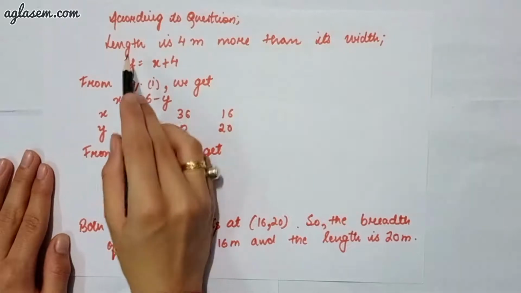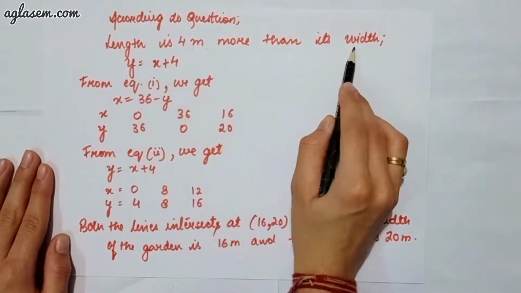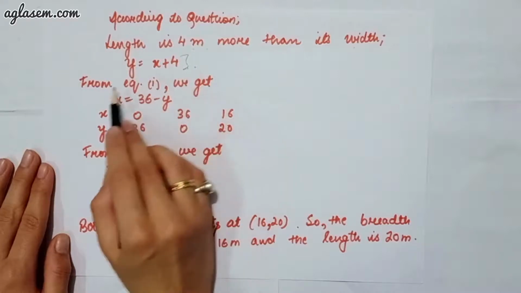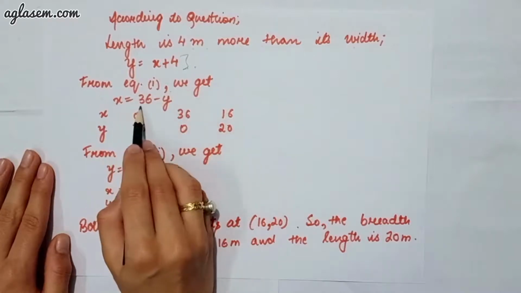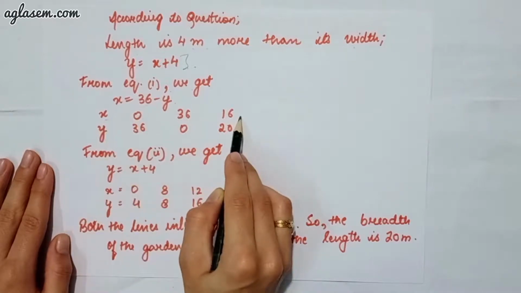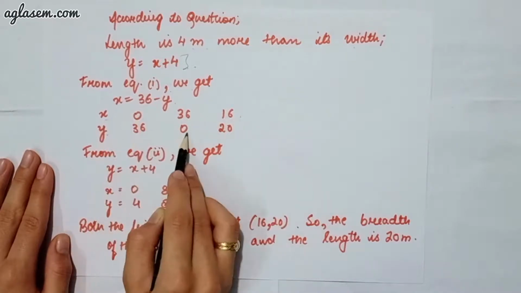So further, the length is 4 meters more than its width, that is y is equal to x plus 4. This will be our second equation. So from the first equation we get x is equal to 36 minus y. So here our x values will be 0, 36, 16 and y values will be 36, 0, 20.